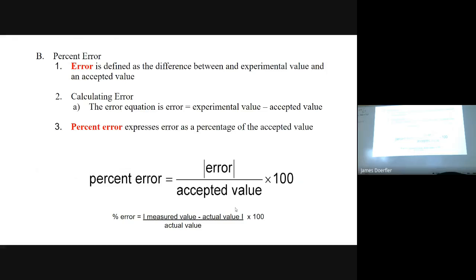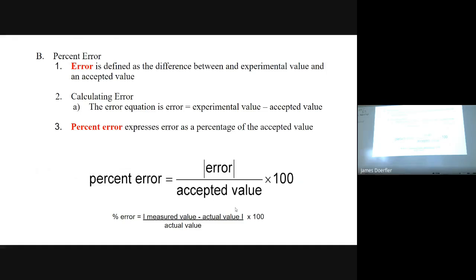Absolute value. And when something's in its absolute value, that means that no matter if you're subtracting a large number from a small number or what, you're always going to have a positive value outcome. Okay. And so here's how you calculate percent error, again, using the way that I have written down here. You take the absolute value of the measured value minus the actual value.